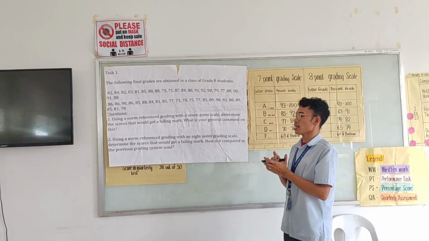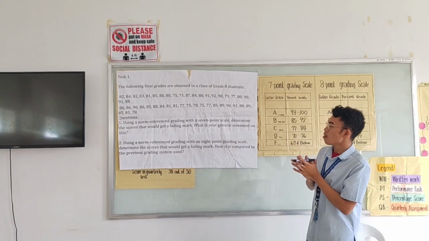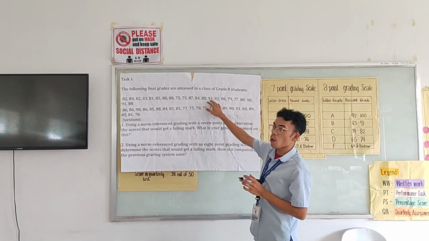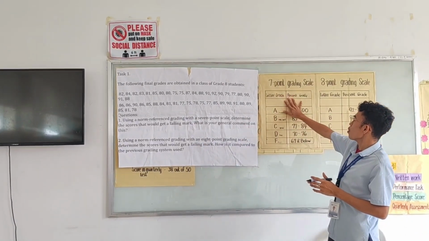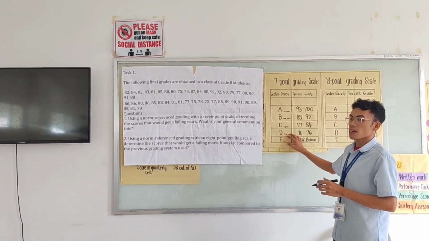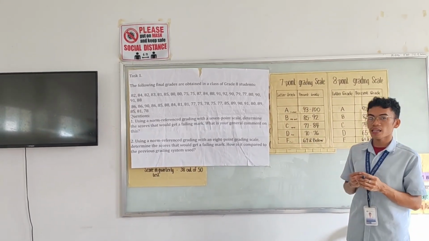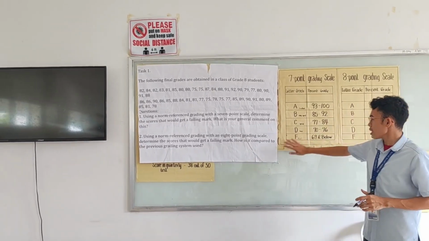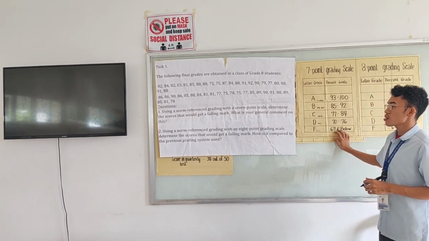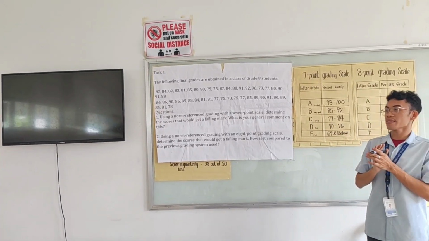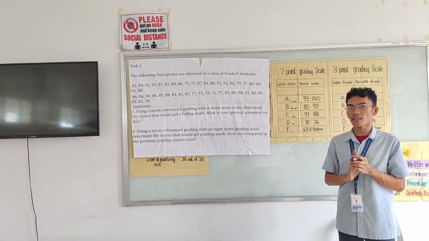Our task in number 1 is to identify which grade would get a failing mark. However, in set A, the lowest grade is 75. In the table of the 7-point grading scale, 75 gets a D, which means fair. So in set A, there is no failing grade, because in the table, 69 and below is marked as failed. As you can see, the lowest grade in set A is 75, so no one gets a failing mark.